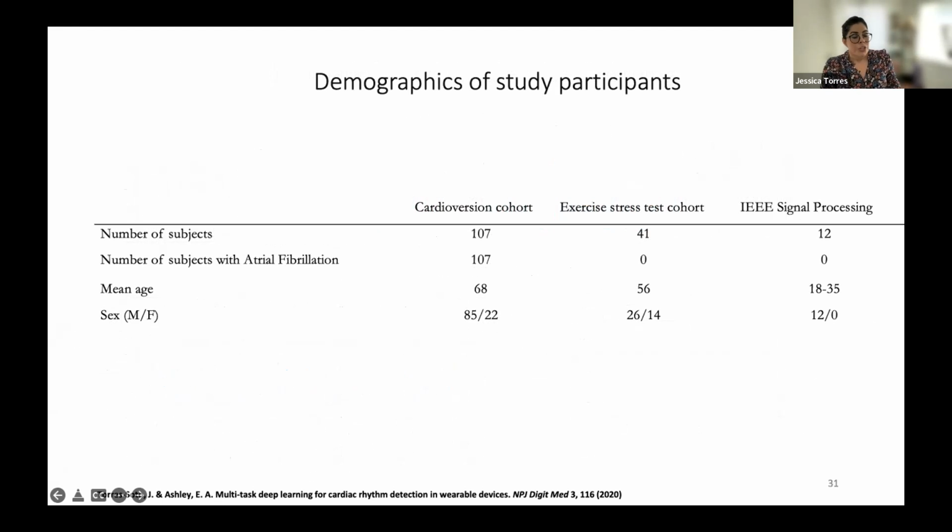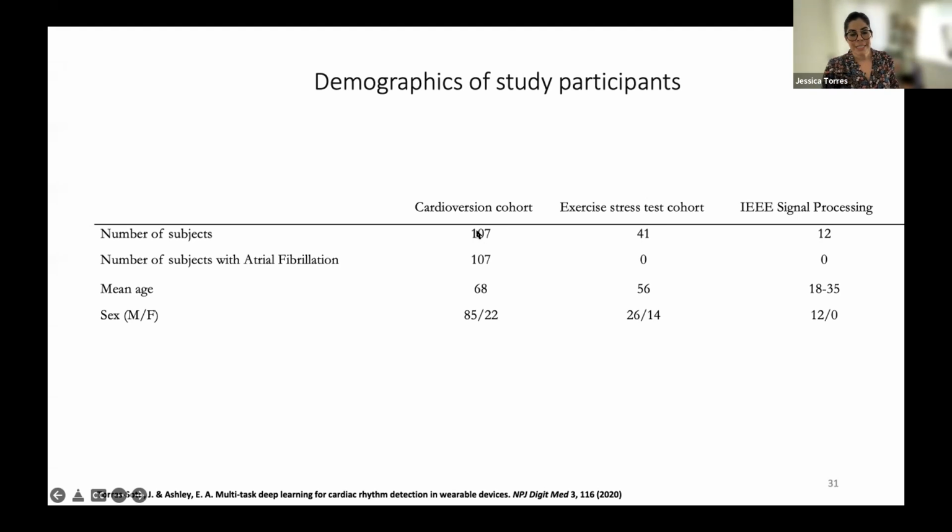Okay, so here is going to be a breakdown of our demographics for our study. We were able to collect around 107 individuals from Stanford Hospital that underwent a cardioversion. Essentially, that is where patients come in in a persistent state of AF, meaning that their AF has gotten to a point where they have to go under anesthesia and get an electric shock to hopefully restart their heart in normal sinus rhythm.